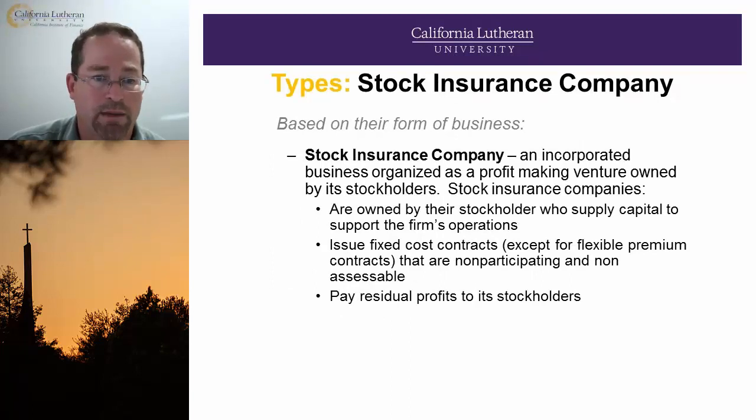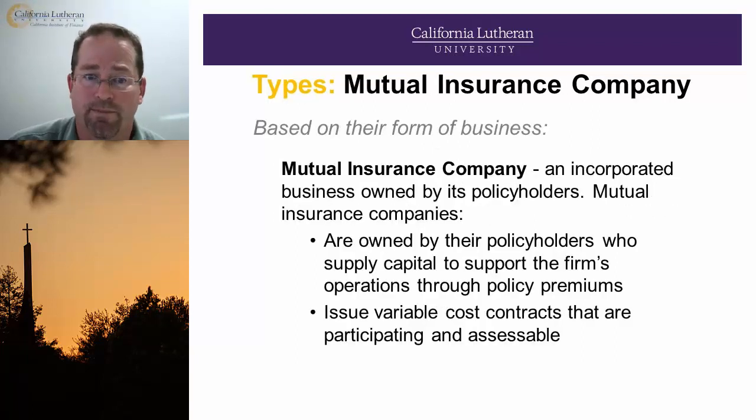Types of insurance companies can be both stock and mutual, and they're based on their form of business. A stock insurance company is an incorporated business organized as a profit-making venture owned by its stockholders. Stock insurance companies are owned by their stockholders who supply capital to support the firm's operation, issue fixed cost contracts, except for flexible premium contracts, that are non-participating and non-assessable, and they pay any residual profits to the stockholders.